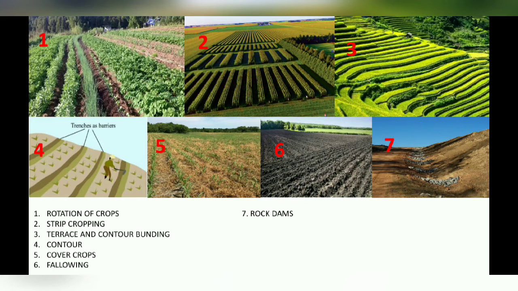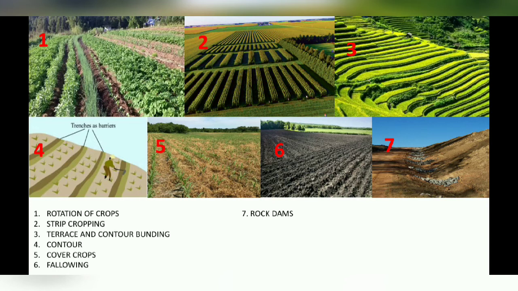Next is contour farming or agriculture. It's also somewhat similar to terrace cultivation. We will cut steps out of the hilly region and then we will start doing agriculture as well. Next, we have cover cropping. Cover cropping is basically done during off season.